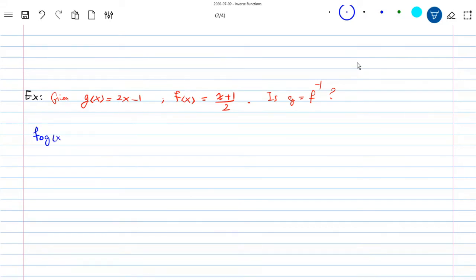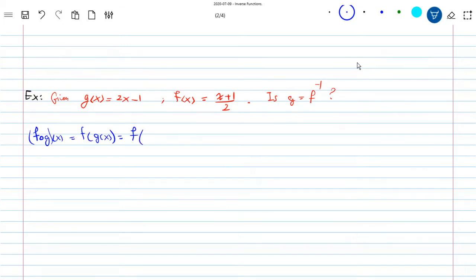Remember this, f of g of x. This was f of g of x. That's the same meaning. If g is the inverse of f, then this should end up being x. So what is g of x? g of x is 2x minus 1.